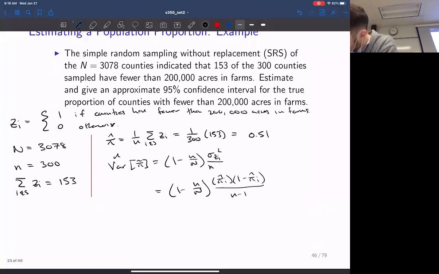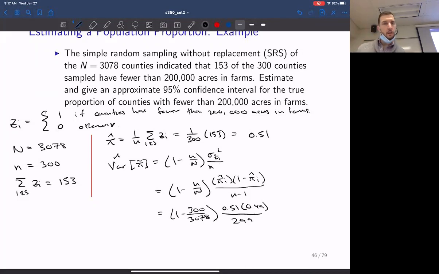Okay, all right. So then this thing is going to be 1 minus 300 over 3078 multiplied by 0.51 times 0.49 divided by 299. And then this thing, I don't have the exact number, but it's going to work out to be 0.0275 squared, which is fine because we just want to bound it anyways.